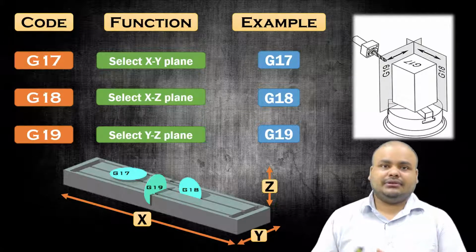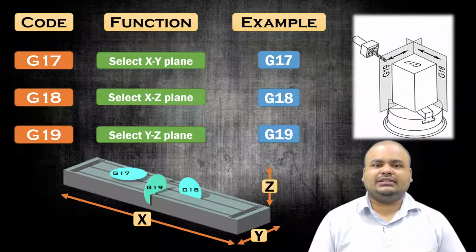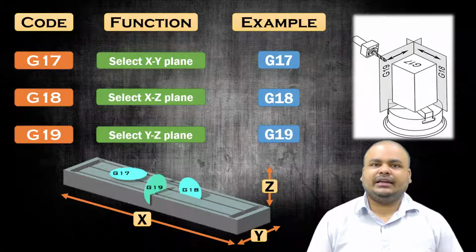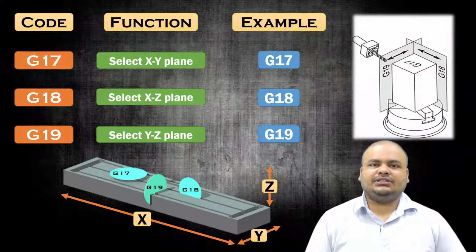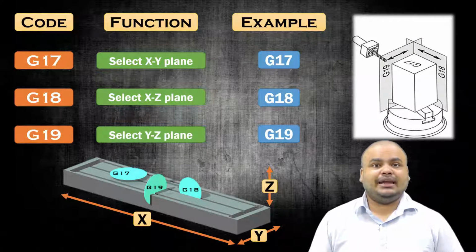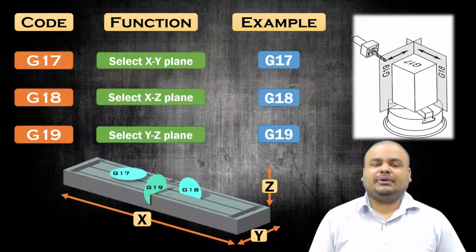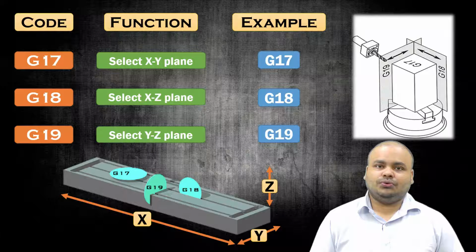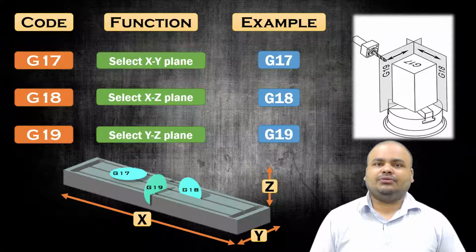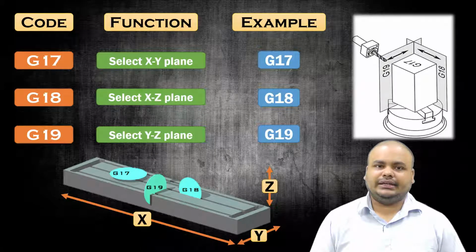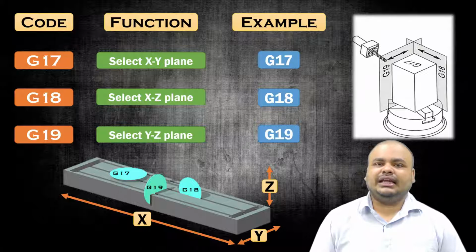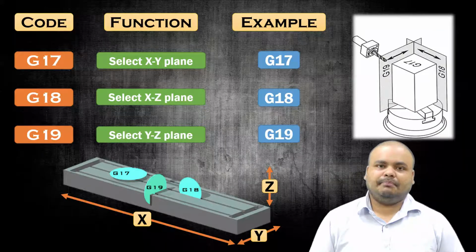Like in the image you can see over here, G17 is showing the XY plane, if you are taking G18, it is showing the XZ plane, and if you are going for G19, it is showing the YZ plane. So on whichever plane you want to do a particular operation, you have to select accordingly. So these codes are for selection of the particular planes.